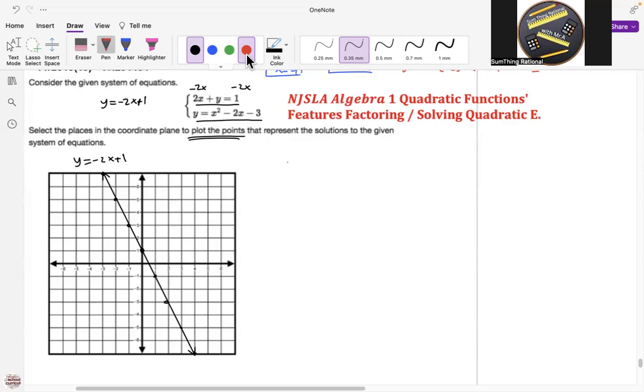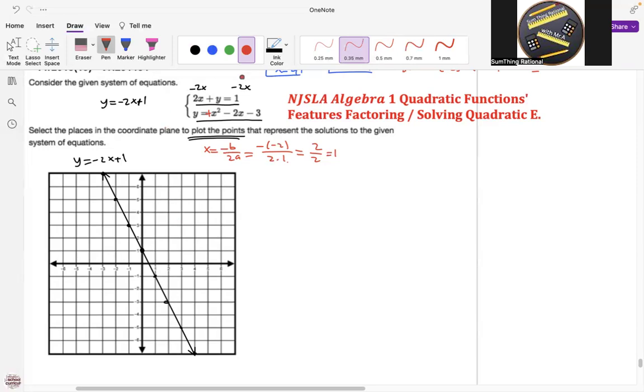So how can we draw this parabola? This parabola is facing upward because it's plus x squared, okay? So you can find some features of this parabola. For example, the axis of symmetry you can find, or the x-intercepts you can find by factoring it, okay? So what is the axis of symmetry here? The axis of symmetry is negative b over 2a. So b is negative 2, so negative negative 2 divided by 2 times 1. So the axis of symmetry is 2 over 2, which is 1.